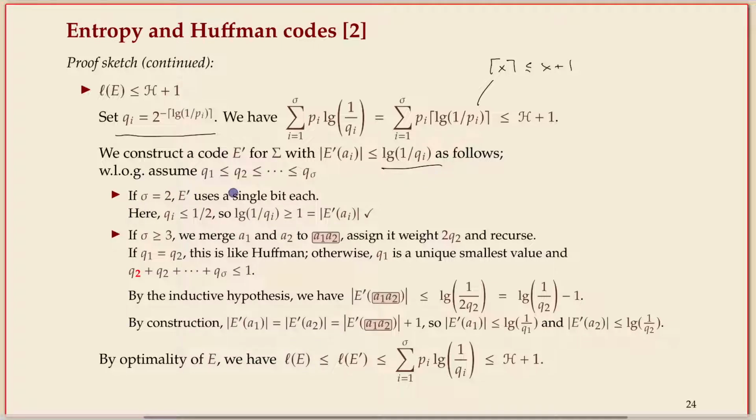We construct this as follows. We do this inductively. If the alphabet has only 2 symbols, then there's not much you can do. You just assign each symbol 1 bit. But in that case, if you look at this, log of 1 over pi, why is that at most 1/2? That's a good question.